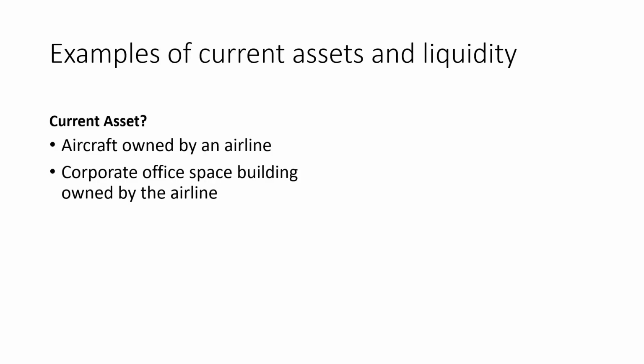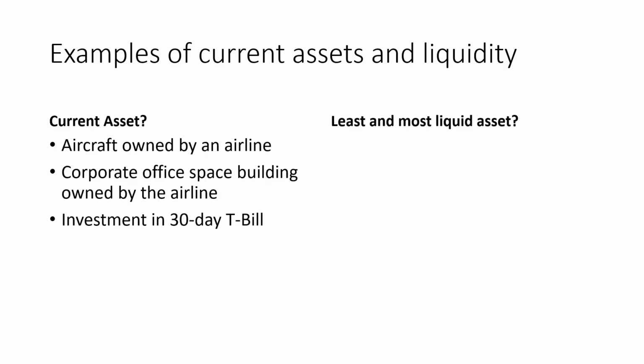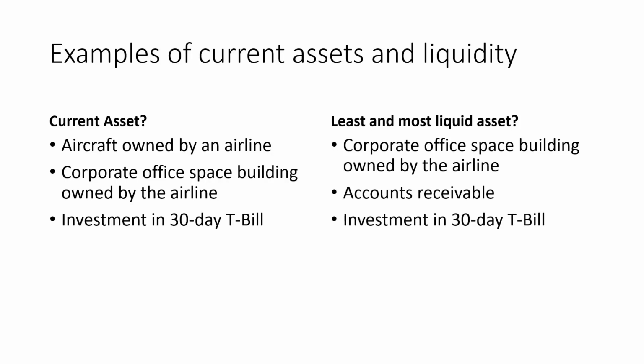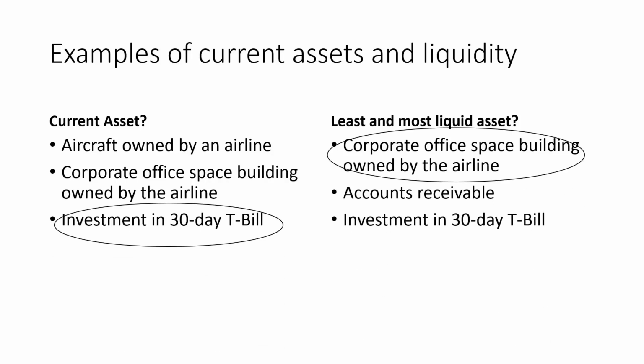Corporate office space building, same problem, cannot be converted to cash immediately. However, investment in a 30-day treasury bill, well, the bill can be sold off in the financial markets for cash. So which is the least and the most liquid? Corporate office space building is the least liquid. Accounts receivable can be converted to cash relatively easily, but again, not as easily as cash itself. And investment in a 30-day bill is easily converted to cash. So investment in a 30-day T-bill is the most liquid, and corporate office is the least liquid.